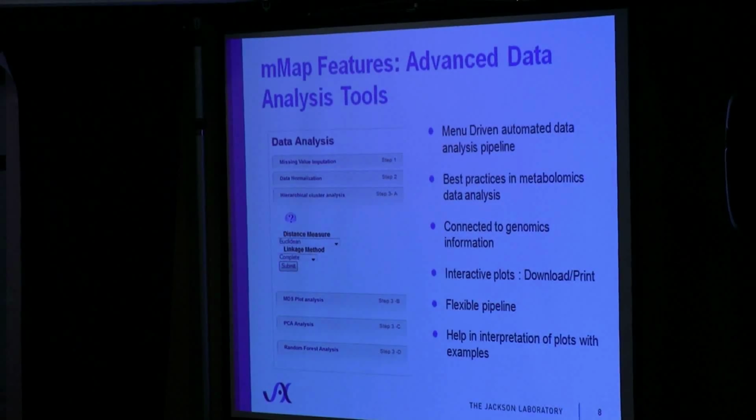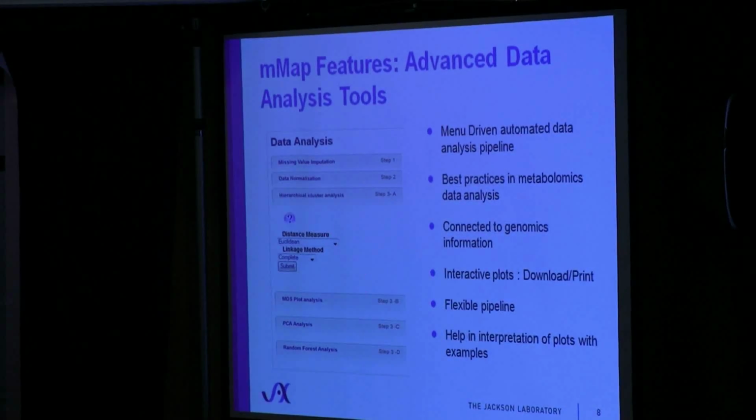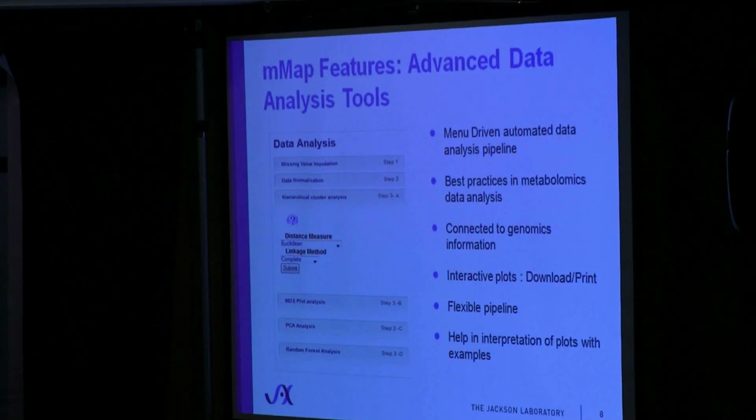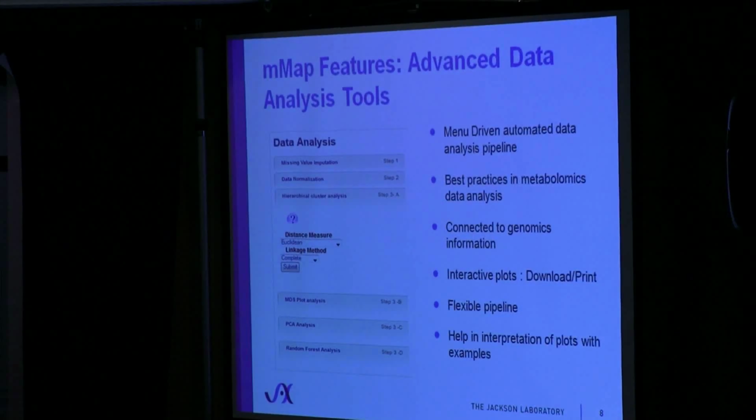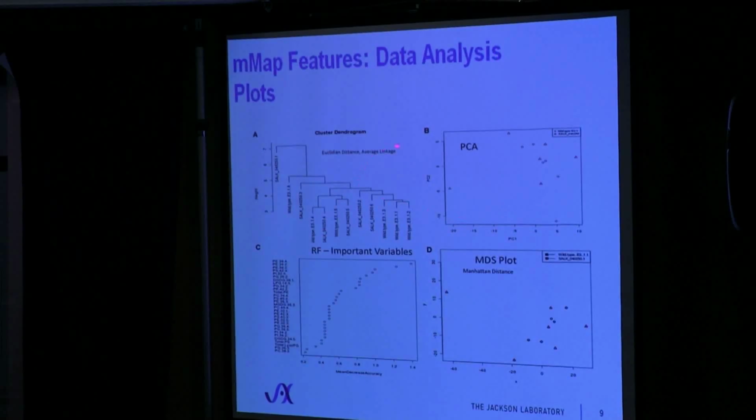It's a flexible pipeline, so you don't have to follow all the steps. You can stop at any step, download all the results up to that step, take it to a statistician, and do your own analysis. So you don't have to stick with this pipeline till the end. And then there's also extensive help in interpretation of plots with examples. Whenever you click on any question mark sign, you can actually see a worked out example of how to interpret that plot.